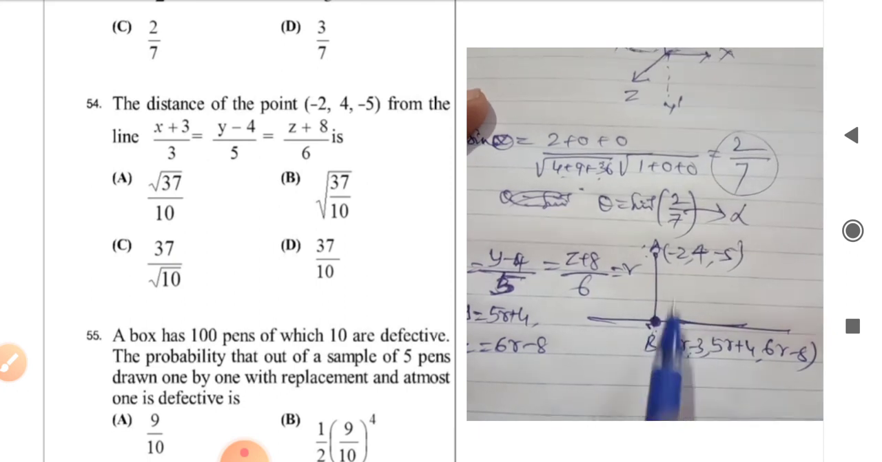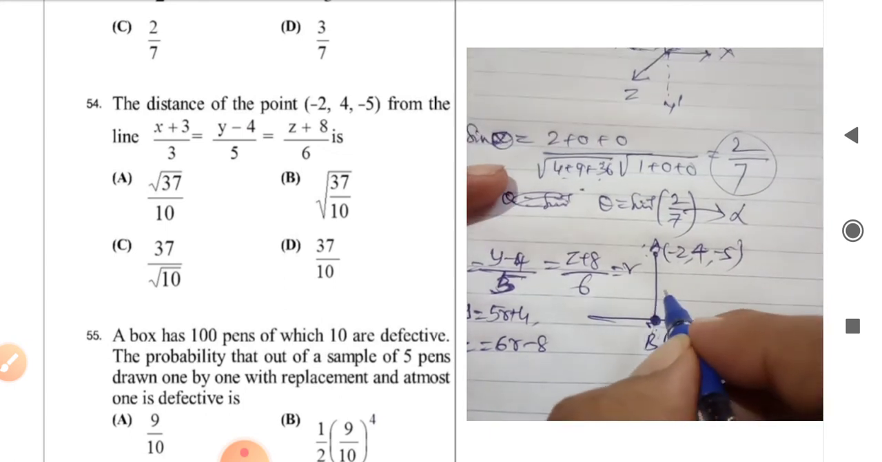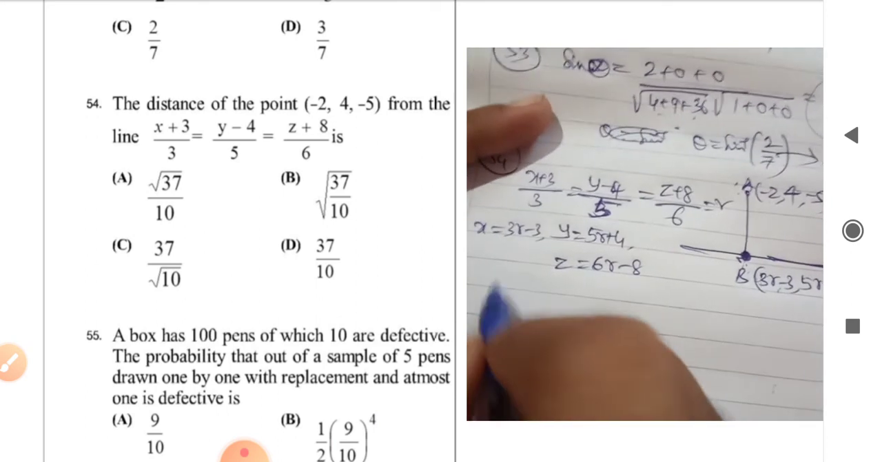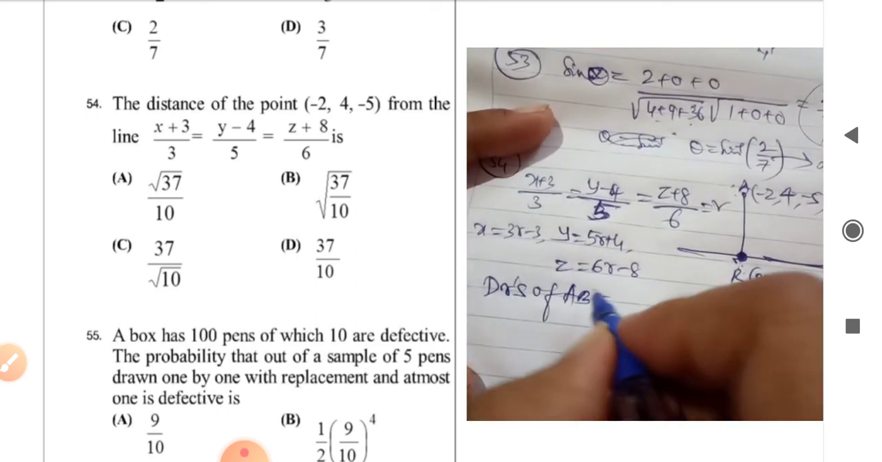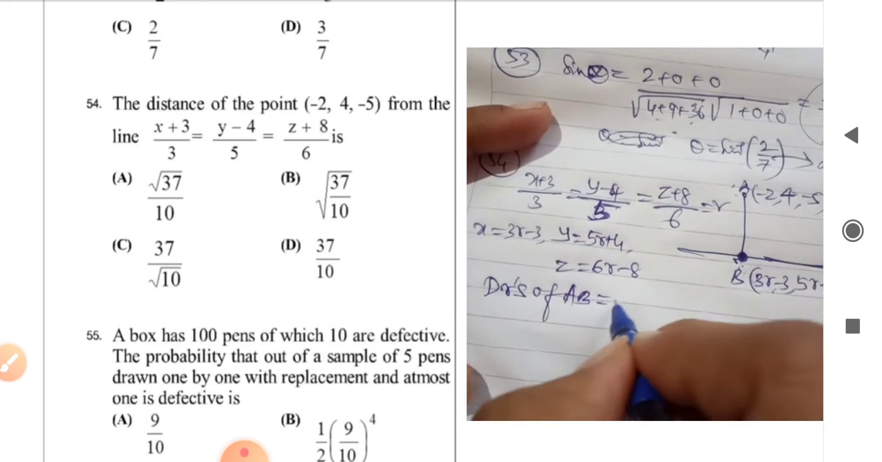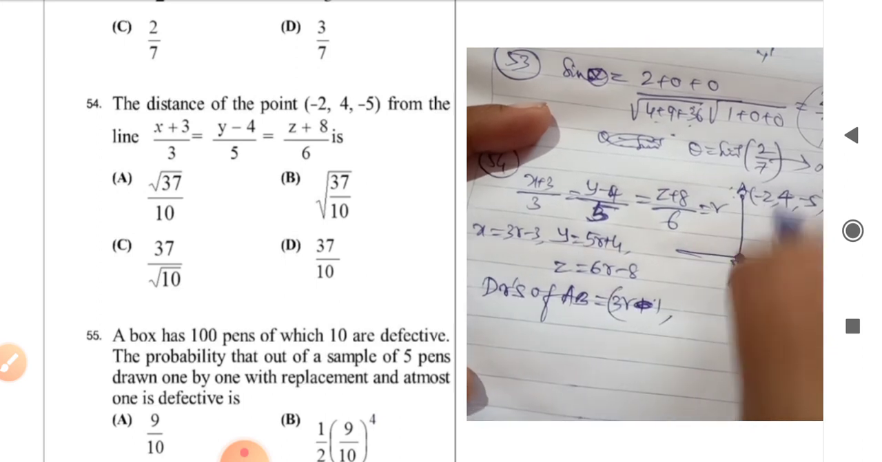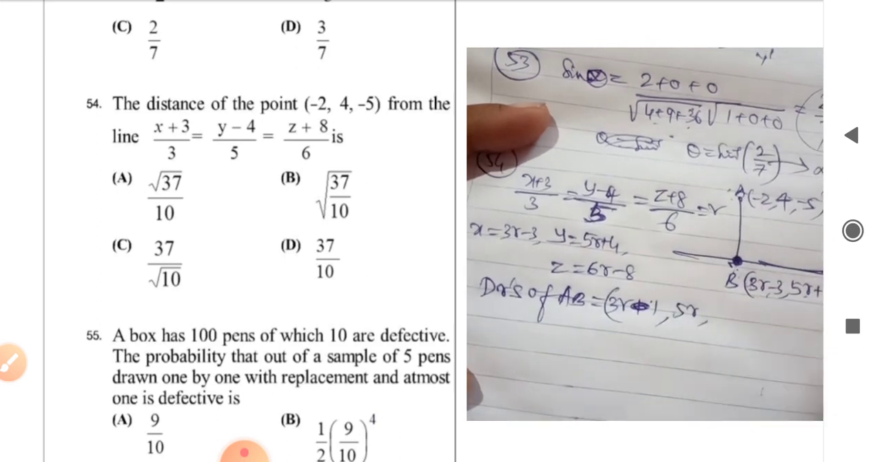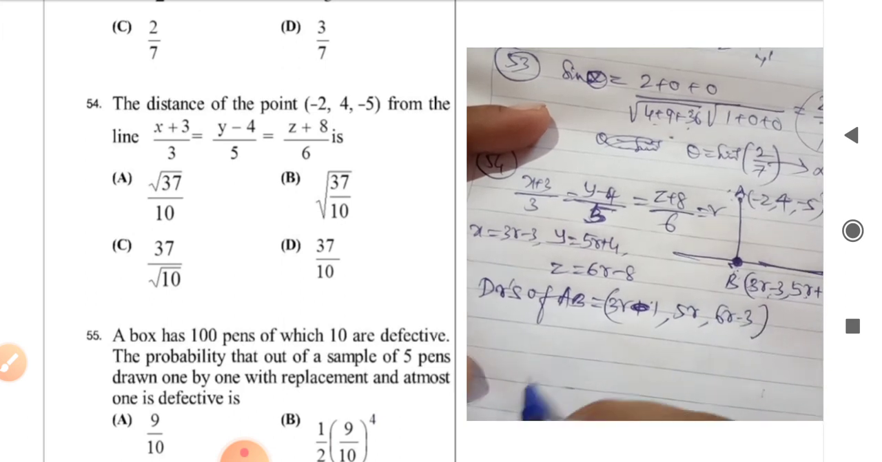To find the value of r, first I need to find the direction ratios of this line. How to find? Difference of these two. The direction ratios of AB are simply this one, 3r minus 1, and 5r plus 4 minus 4 is 5r, and one more is 6r minus 8 plus 5, so it is 6r minus 3. These are the direction ratios.